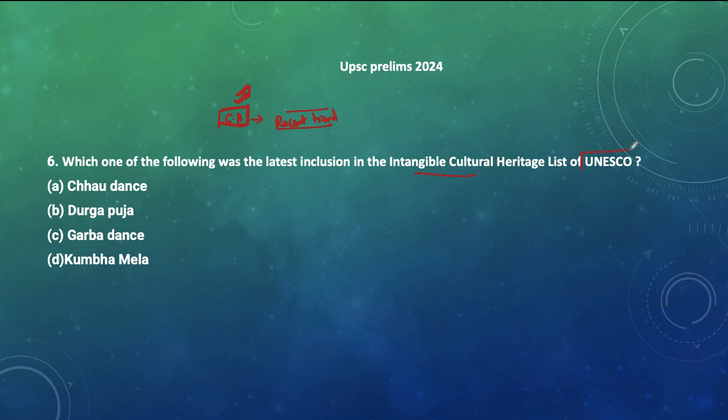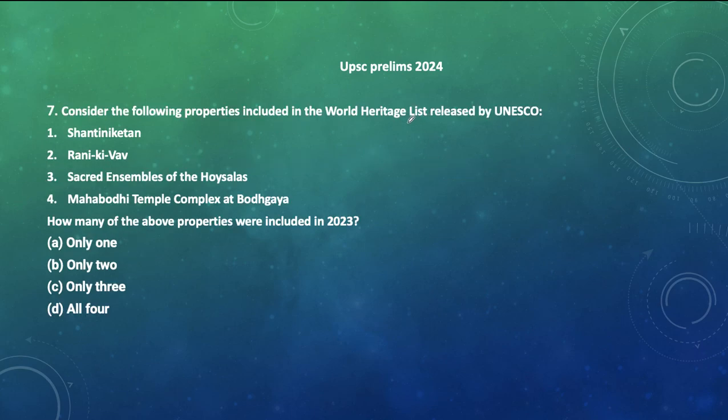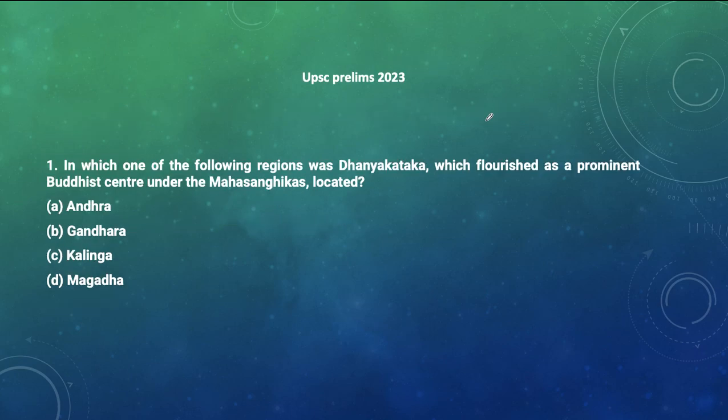So while reading the newspapers especially, you need to make separate notes on the UNESCO heritage site lists, that is, the intangible and tangible heritage lists, as these can be asked in the UPSC prelims examination. If you look at it, there is one more question on a UNESCO World Heritage Site. So that's what I am saying. This is a recent trend change in the UPSC prelims examination.